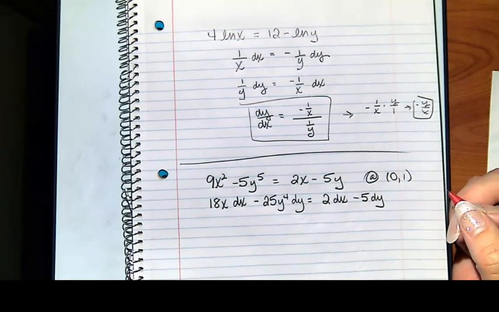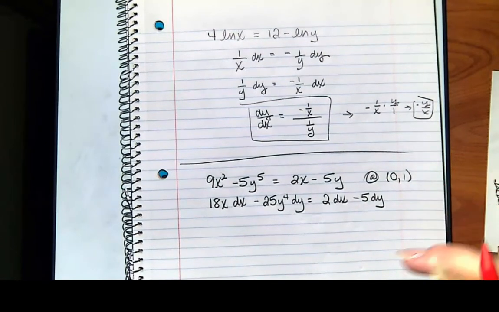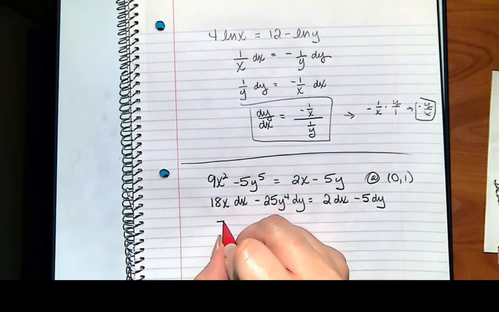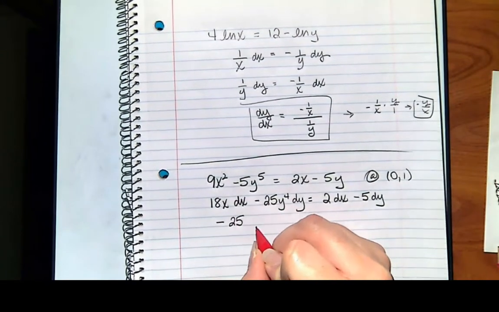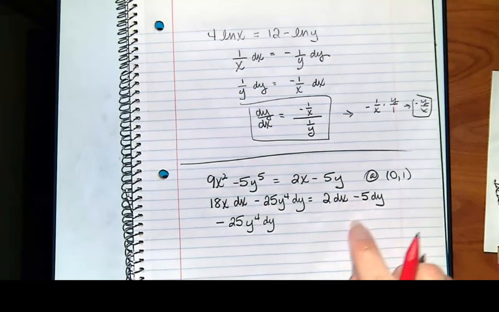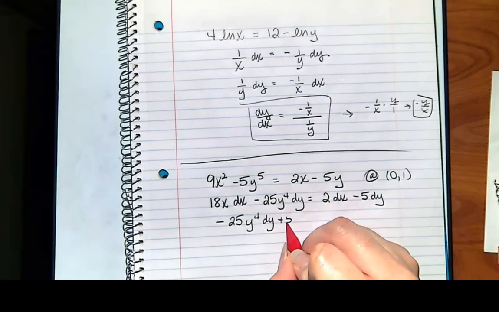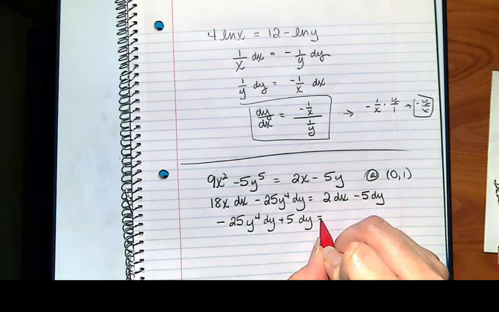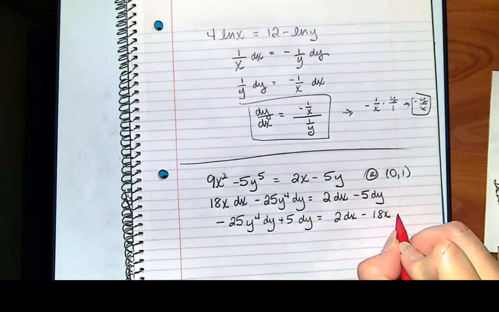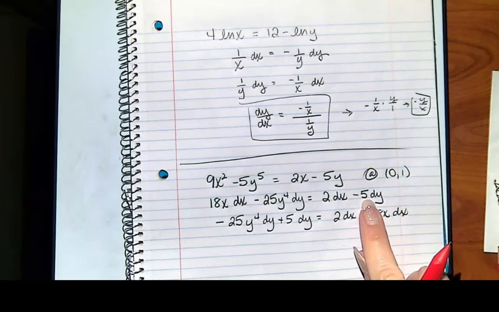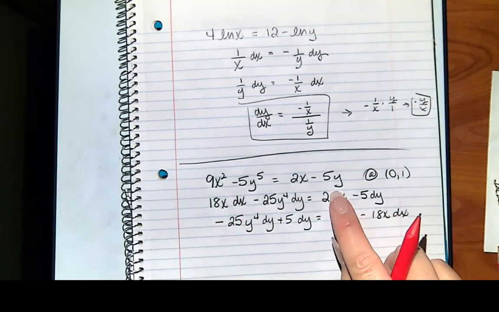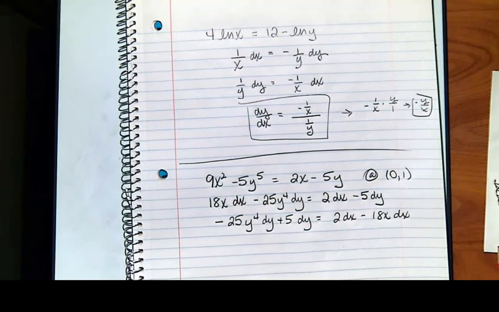I want all my dy's on the left and all my dx's on the right. So he's going to go. Okay, he stays. So I have negative 25y to the 4th dy. Bring this one over, so he's a plus 5 dy equals a 2 dx minus an 18x dx. So I just brought him over by addition, and I pushed him over by subtraction. These ones stayed where they were.